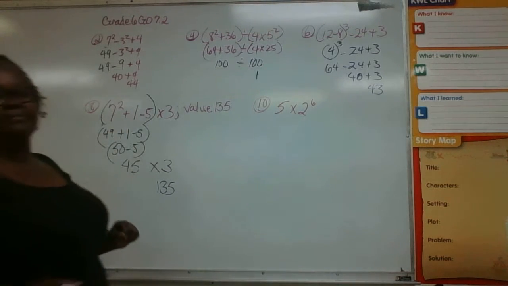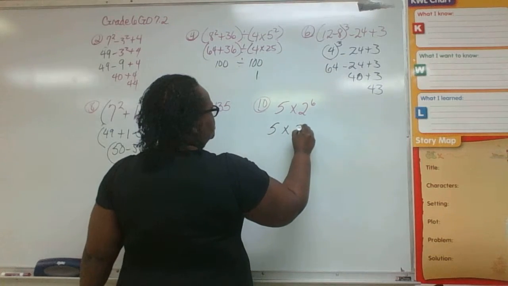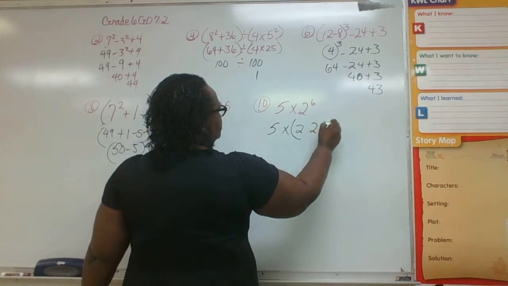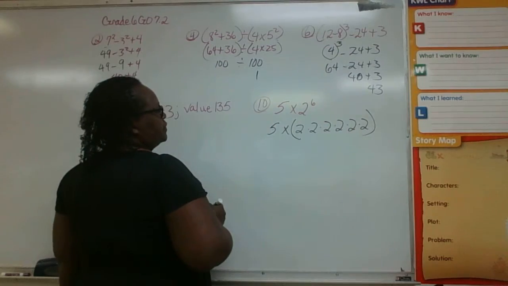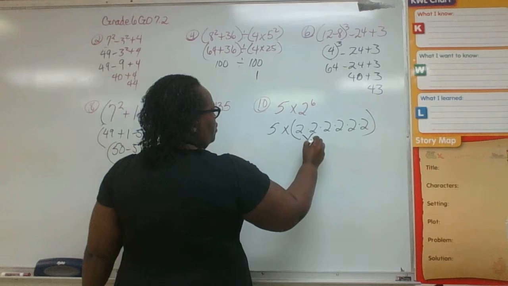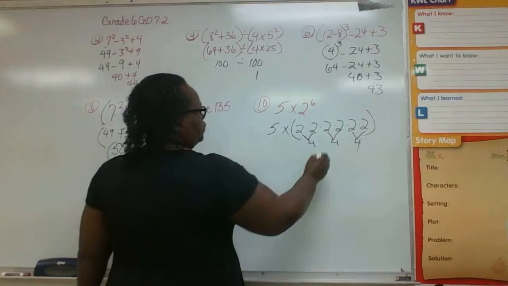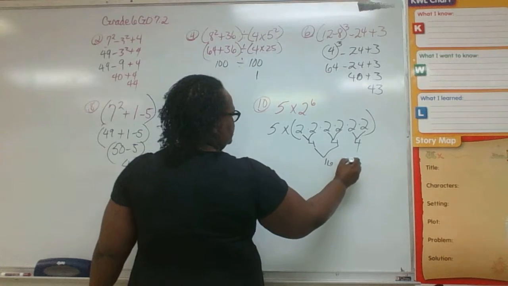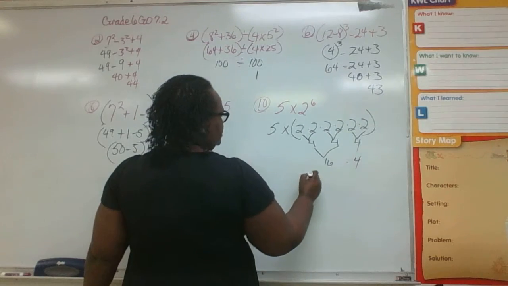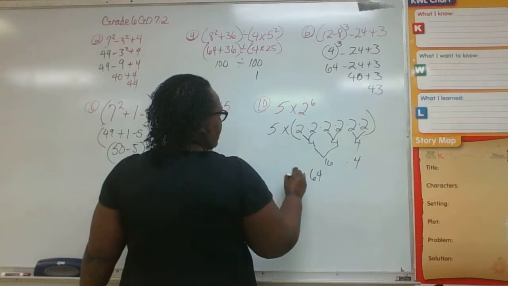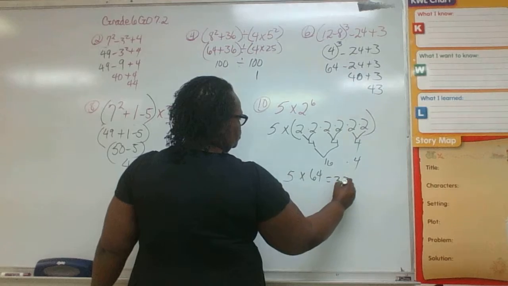Let's look at number 10. Number 10, we have 5 times 2 times 2 times 2 times 2 times 2 times 2, okay? So therefore, this is 4, this is 4, and this is 4. Therefore, this is 16, and this is 4. Therefore, this is 64 times 5, and that gives us a value of 320.